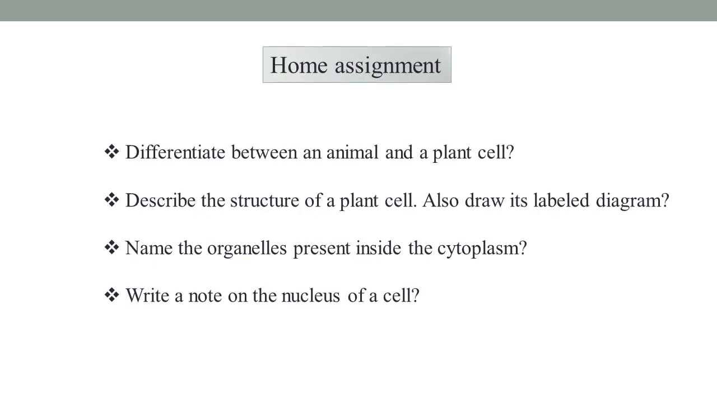Here I have some questions for you. You have to solve these questions carefully on your notebooks.